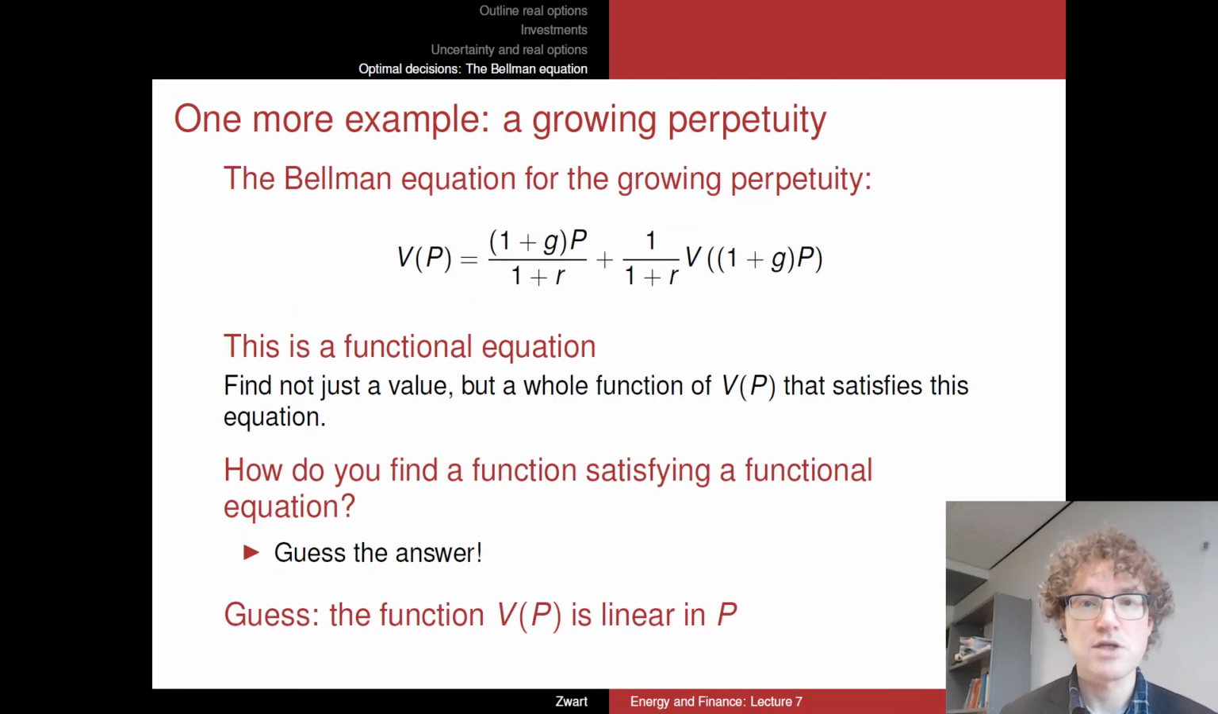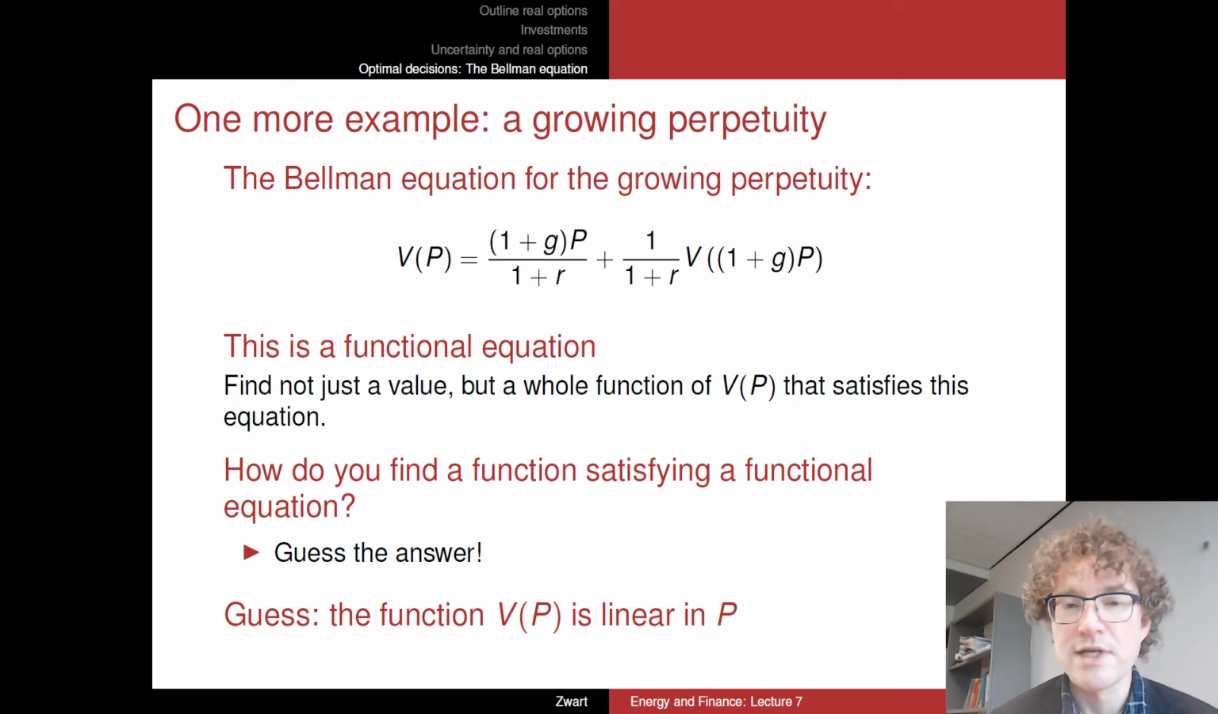So can we do that? What would that lead to? This would be the Bellman equation for this growing perpetuity. The value today is the cash flow tomorrow plus the continuation value tomorrow, which is again the same formula for the growing perpetuity, but now evaluated at this new price. So again, this is an equation for V, but we should call it a functional equation, because it governs the form of the function V as a function of P.